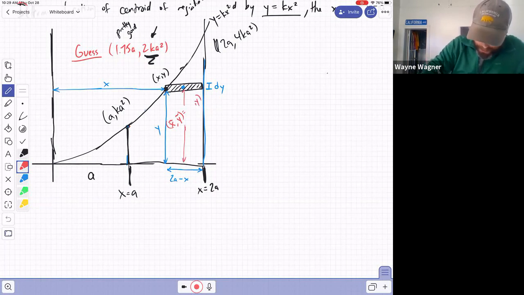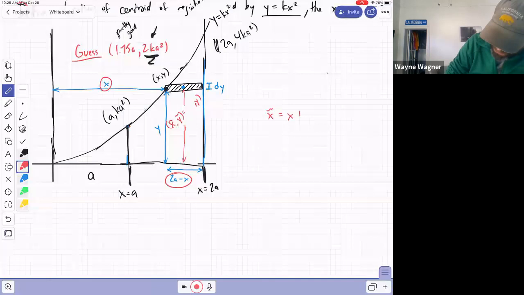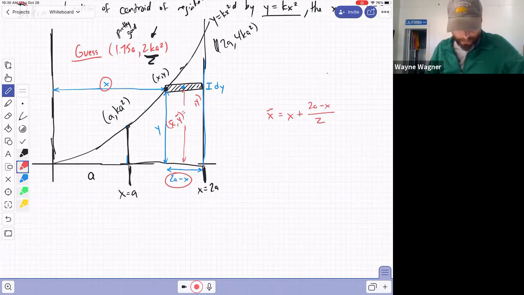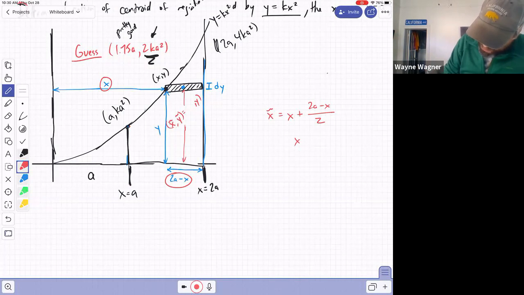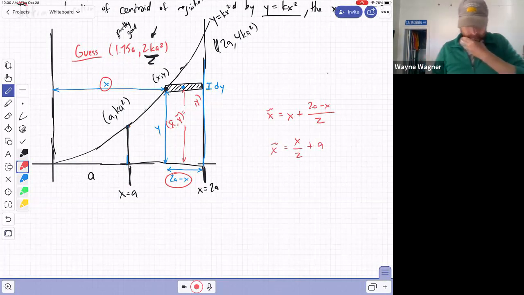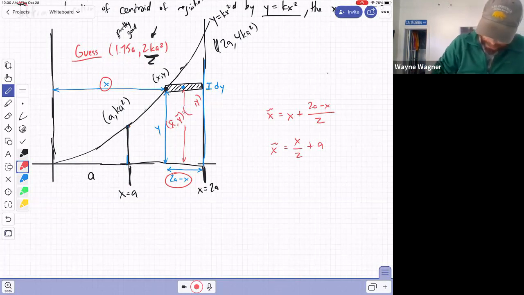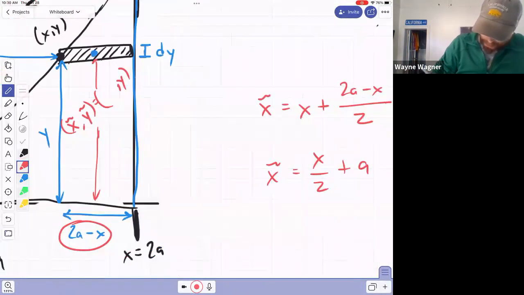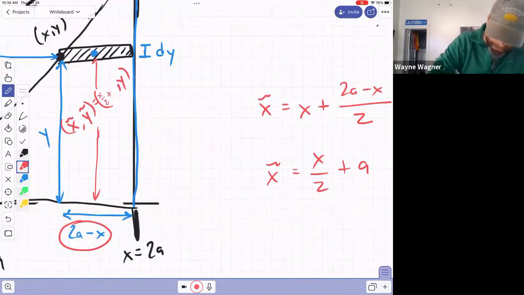But the x tilde is challenging, okay? Because basically I need to take this x and I need to add half of this. So x tilde equals x plus (2a minus x) divided by 2. With a little bit of algebra, that becomes x over 2 plus a. So that's what goes right here for my x tilde, which unfortunately I didn't leave myself a lot of space. x over 2 plus a, x over 2 plus a.